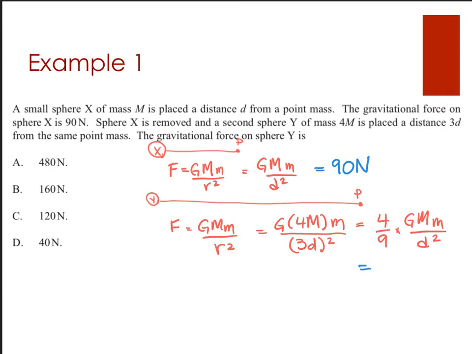Now in the question it told me sphere x was 90 newtons, so I've got 4 over 9 of that, and again without my calculator I can do this math. That's 40 newtons. So what does that tell us? The answer is D.